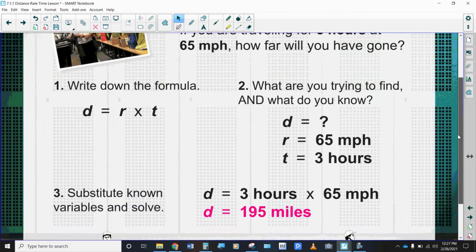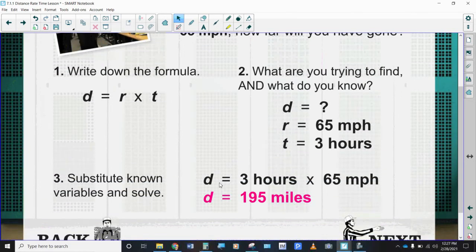So we plug that information into the formula. If d equals rate of speed times time, it doesn't really matter which order you put them in. This is telling us we have to find the distance, so we multiply 3 times 65, and the answer is 195. If it's 65 miles per hour, then 1 hour is 65, 2 hours would be 130, and 3 hours would be whatever 3 times 65 is. In this case, it's 195.